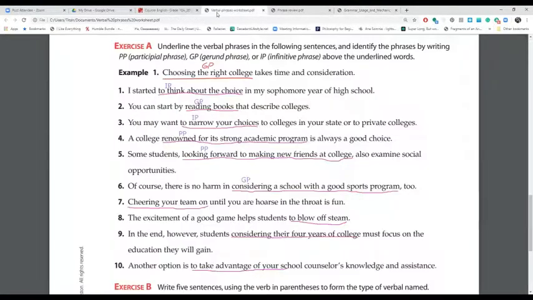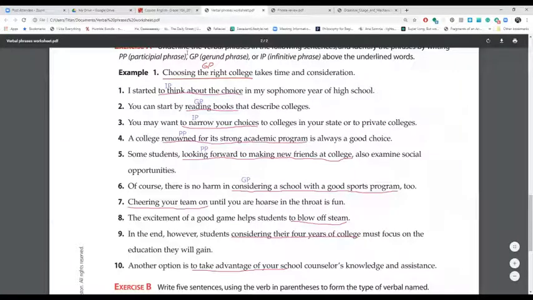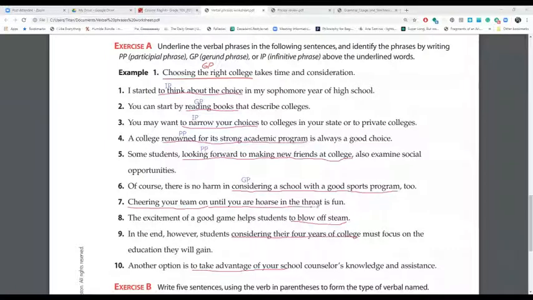So this one is a gerund phrase, and it actually is this whole sentence basically. So this one is cheering your team on, up to here. This whole thing is a gerund phrase because it's the main subject of the sentence. It's not modifying any person. It's not modifying you or anything. It is the main subject of the sentence. It's what the sentence is about. So this is also a gerund phrase.